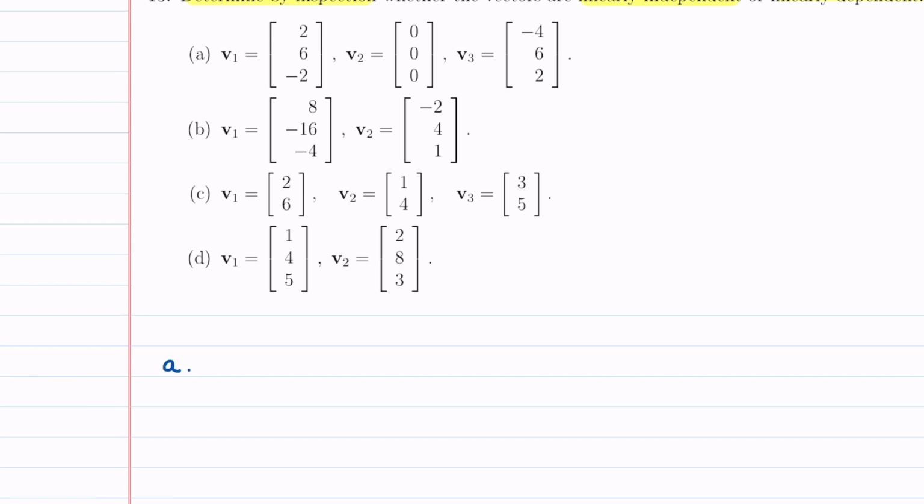In problem A, what I want you to notice is that we have a vector v2 and it's equal to 0. So let's write that down. I'm going to write down that v2 is a 0 vector. And whenever we have a set of vectors and one of the vectors is the 0 vector, that set is linearly dependent. So we'll write down linearly dependent.